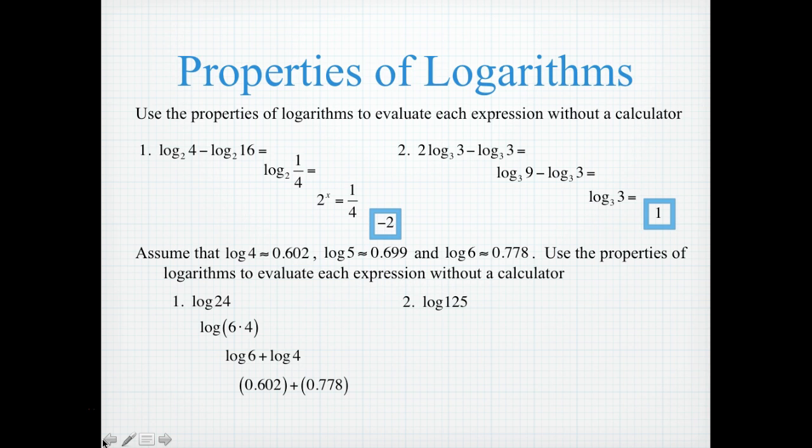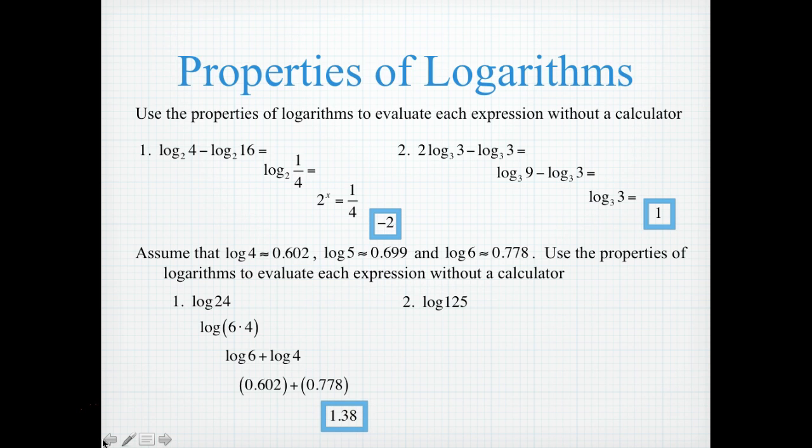We know that the log of 6 is equal to about 0.602 and the log of 4 is equal to about 0.778. So we can add those two values and we get 1.38. So we know the log of 24 is equal to about 1.38.